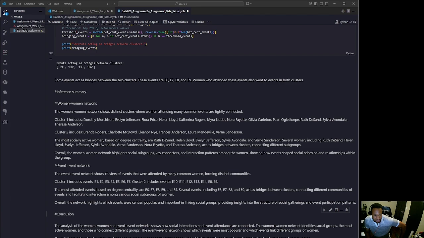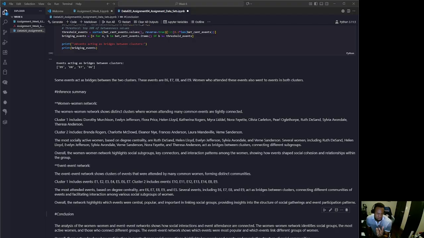So the analysis of the Davis Southern Women network suggests that women form closely connected social groups, frequently attending the same events together. But certain women, such as Teresa Anderson and Sylvia Avondale, appear to be central figures who participate in numerous gatherings.